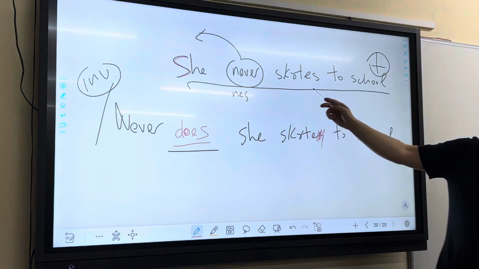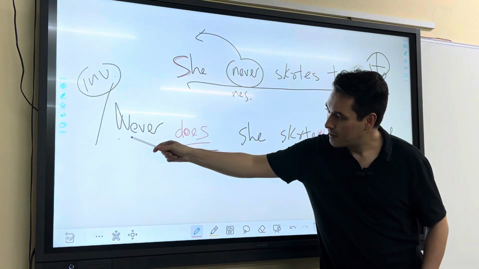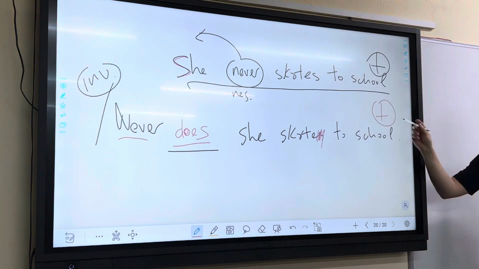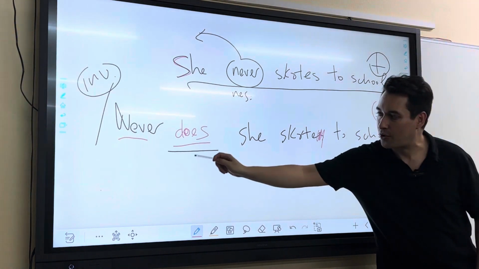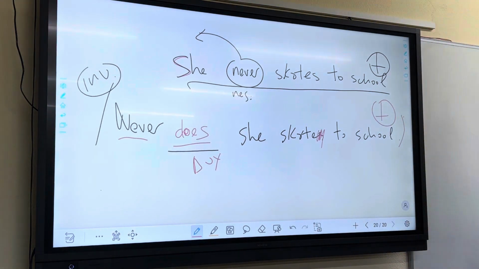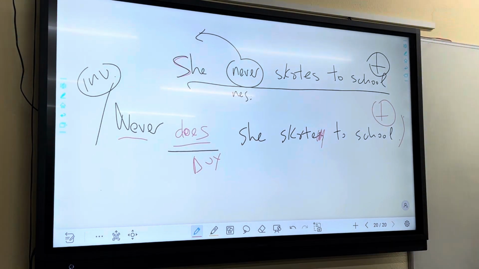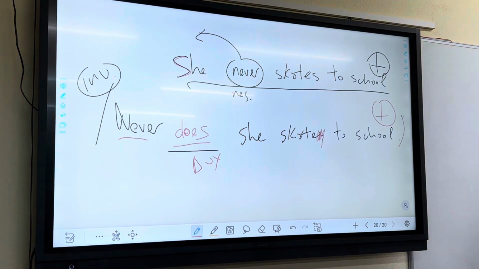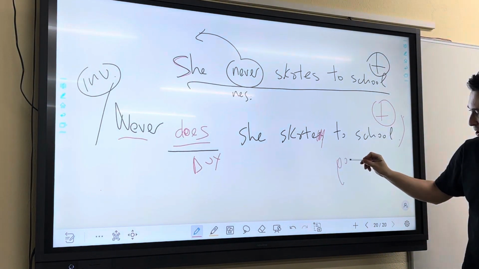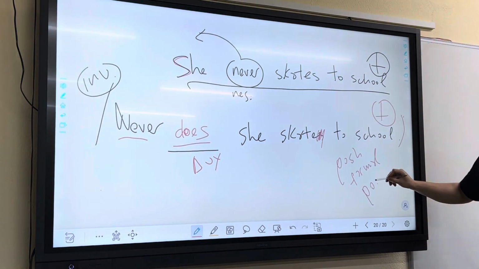With an inversion, you put the negative adverb at the beginning, but then you do something very weird. Even though this is a positive structure, you use the grammar of a question with an auxiliary. That is an inversion, only with negative adverbs. Normally... This is very posh, very formal, very poetic.